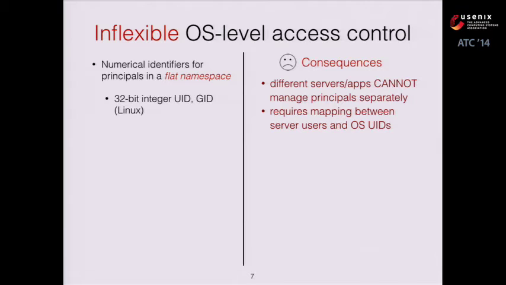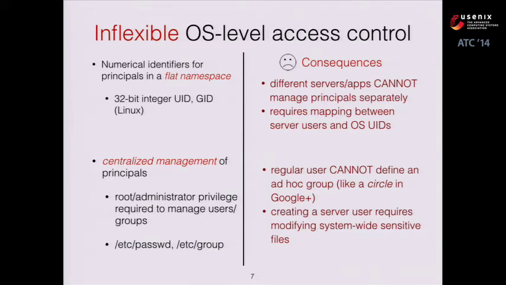The reason is OS-level mechanism is too inflexible. For example, it typically uses numerical identifiers in the flat namespace for principals. In Linux, both UIDs and GIDs are 32-bit integers. And consequently, if the servers were to use UIDs to represent their own users, then they cannot manage their own principals separately. And it would require mapping between server users and OS UIDs.